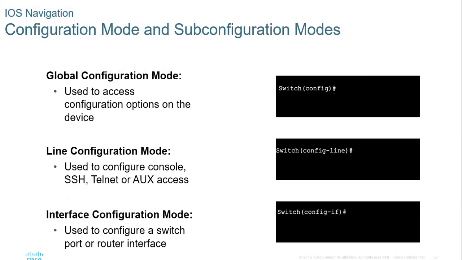Navigation: configuration mode and sub-configuration modes. Global configuration mode is used to access configuration options on the device. Switch(config)#. Line configuration mode, Switch(config-line)#, is used to access console, SSH, Telnet, or AUX access. Interface configuration mode is used to configure a switch port or router interface. Switch(config-if)#.